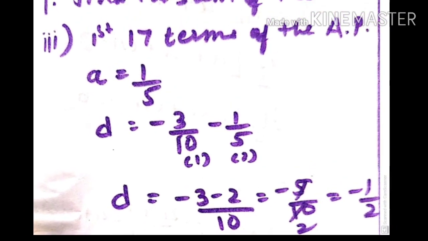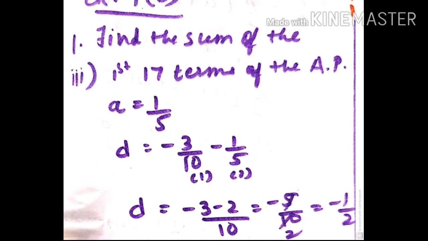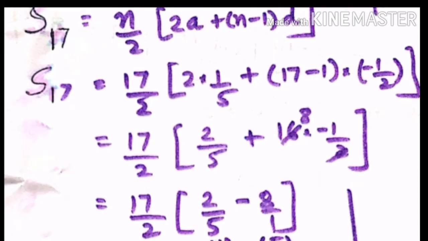Now in the next step we substitute in the formula. Sn is equal to n by 2, 2a plus n minus 1 d. So now we want to find S17. Instead of n, substitute 17 by 2, 2 times the value of A, 1 by 5, plus 17 minus 1 multiplying the value of D, that is minus 1 by 2.